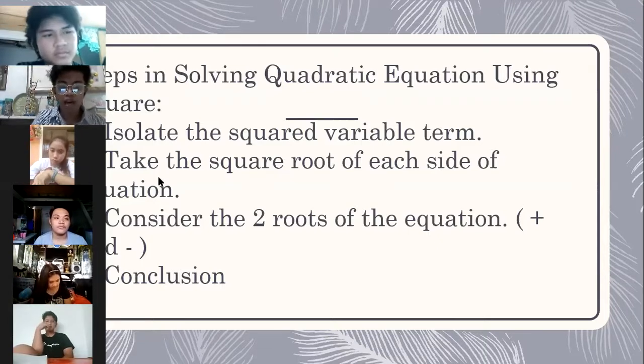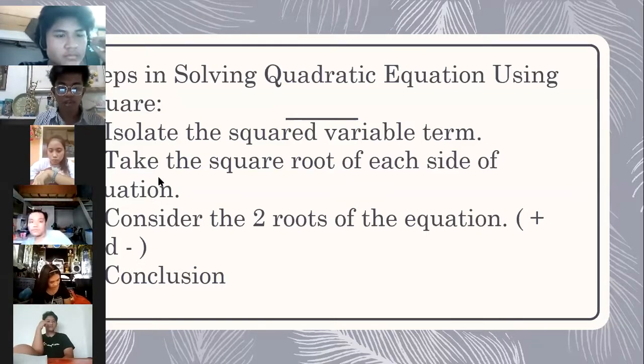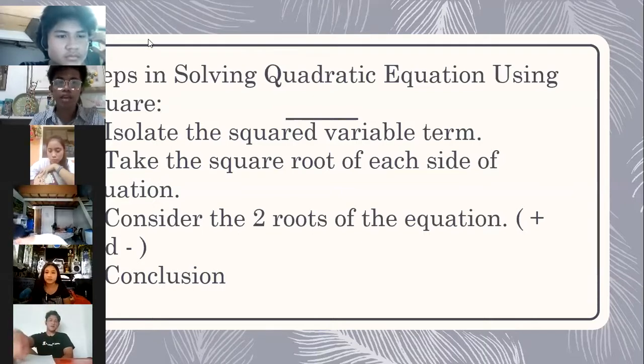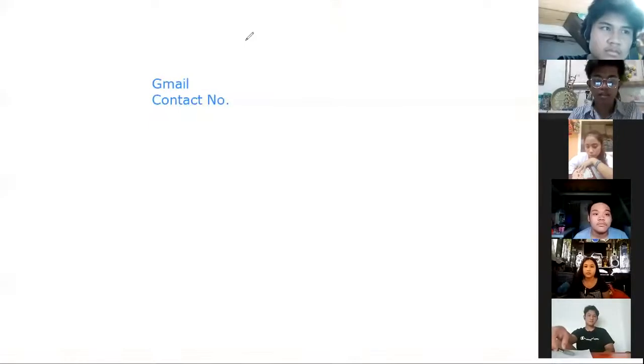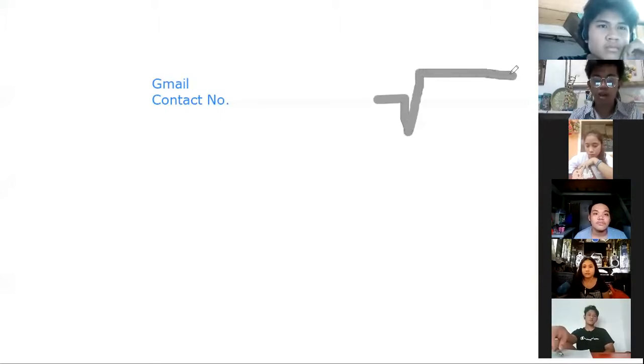Pakibasa po, Jello. Take the square root of each side of the equation. Okay, thank you, Jello. Pag sinabi natin square root class, ito yung magiging itsura niya. So, you have this one. Yan. Let's draw. Ganito yung magiging itsura niya po, class. Ayan. This is the square root. Kailangan i-square root mo yung both sides of your equation.